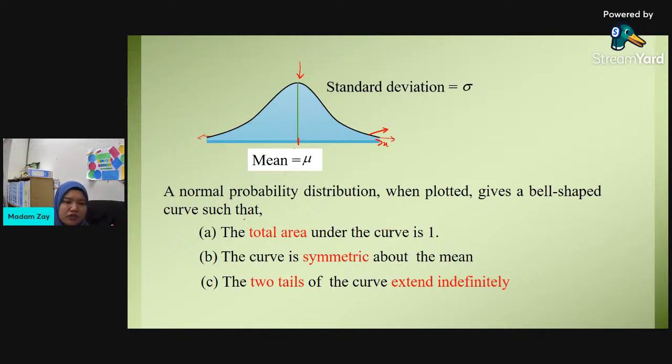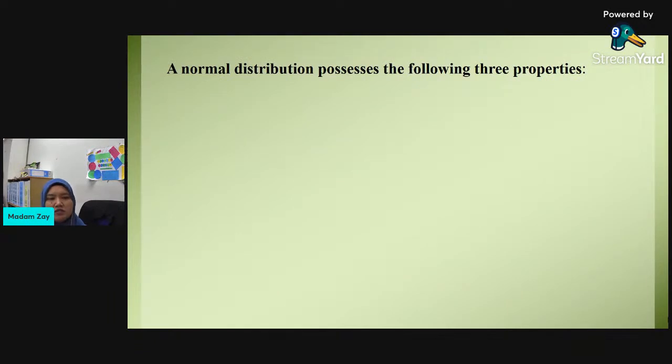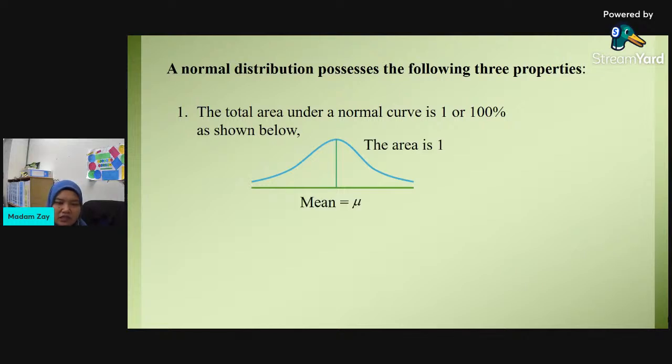Okay, so these three important characteristics of normal distribution perlulah awak tahu. Sebab penting ni. Kenapa kita akan gunakan dia untuk selesaikan any problems about the normal distribution. Okay, so a normal distribution possesses the following three properties. The total area under a normal curve is 1 or 100% as shown below. So, kita boleh tengok the area is 1, right? So, kalau probability maksudnya 1 lah. Tapi kalau percentage dalam bentuk 100%.